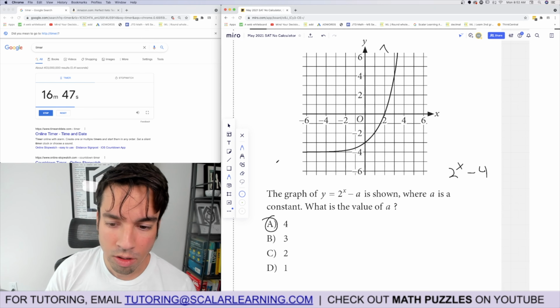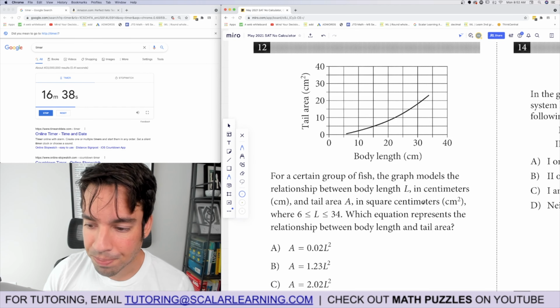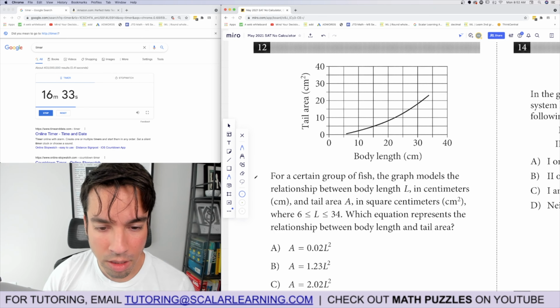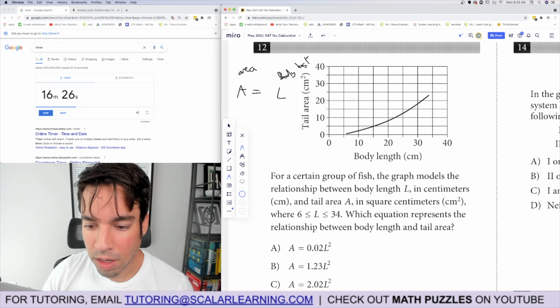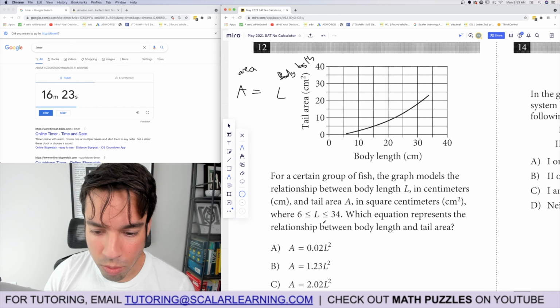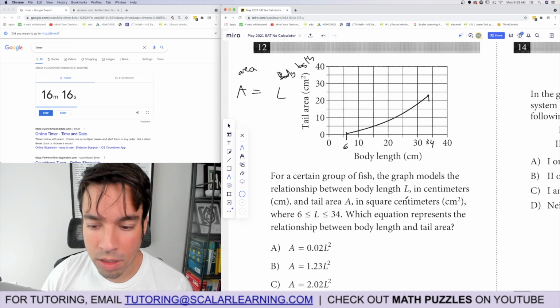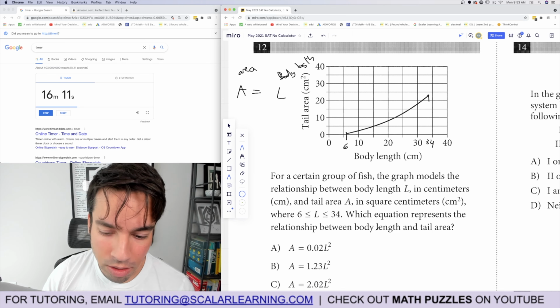Next is number 12. See, now they're going to get a little bit trickier until 15. For a certain group of fish, the graph models the relationship between body length and tail area. So this is area, and this is body length. Okay. And tail area in square centimeters, where L is between 6 and 34. So 6 is right here. I guess this must be 34. Great. Which equation represents the relationship between body length and tail area?